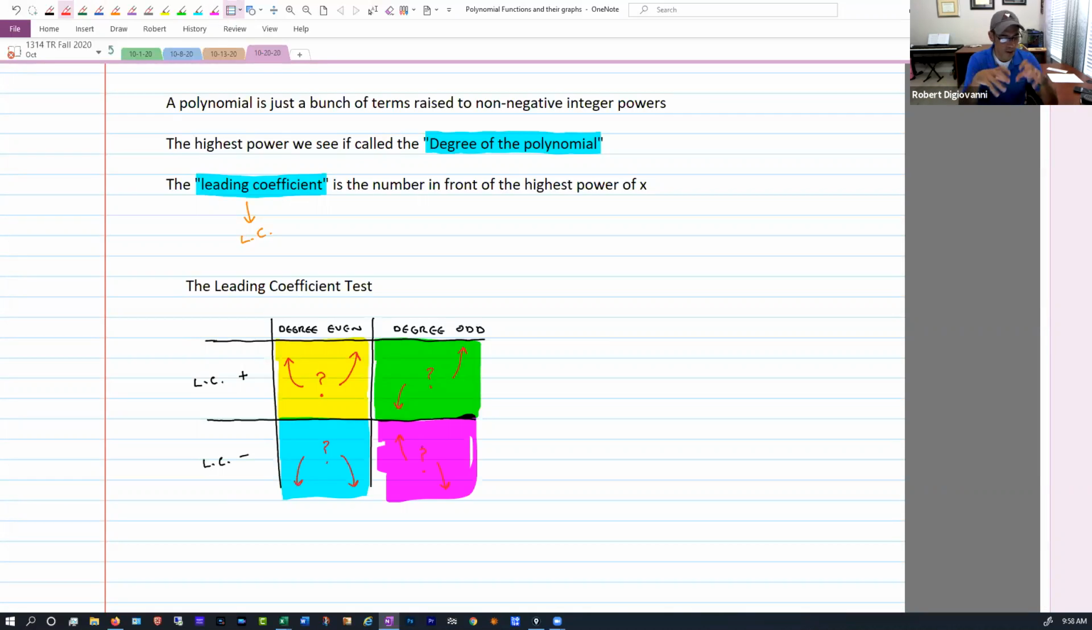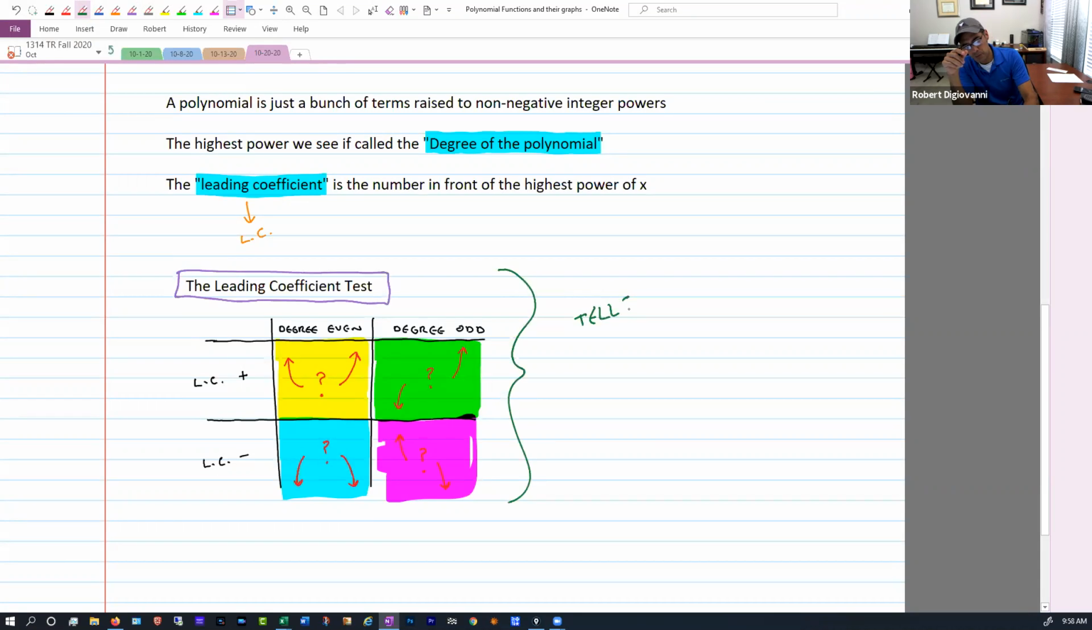So again, the leading coefficient test, what's great about it is that by just knowing the degree of the polynomial and knowing the leading coefficient, just those two little pieces of information, you can tell me what the end behavior is. So this right here tells you the end behavior of the graph. It doesn't tell you what's happening in the middle, but it tells you what's happening at the end. Okay? All right.